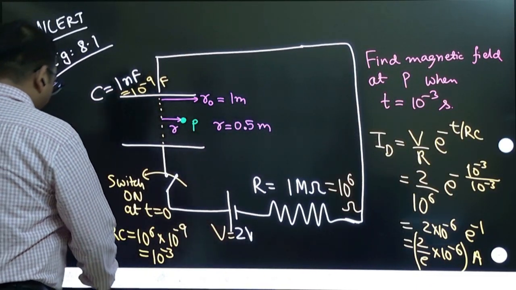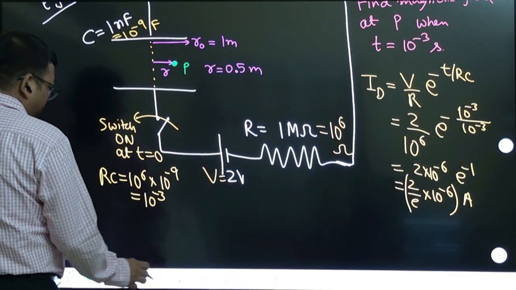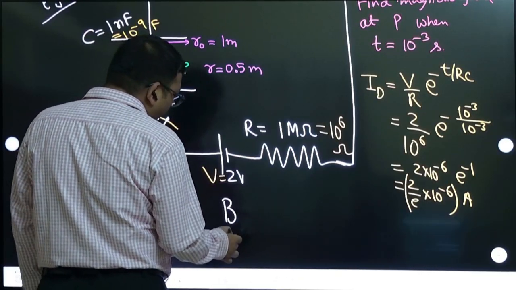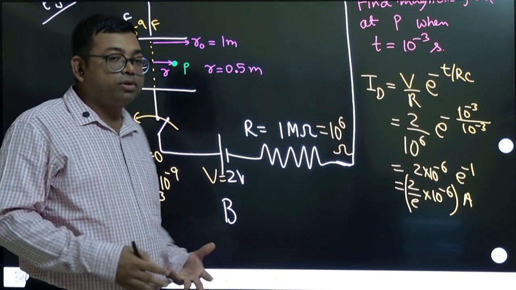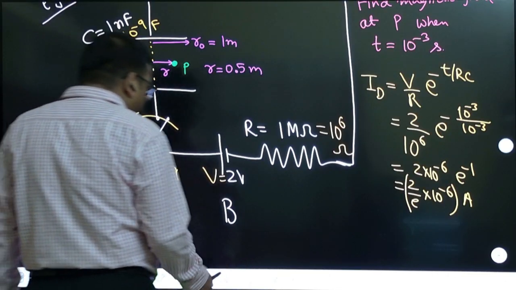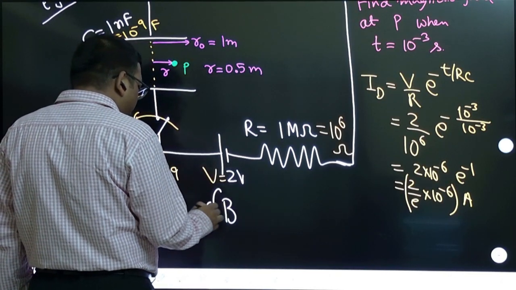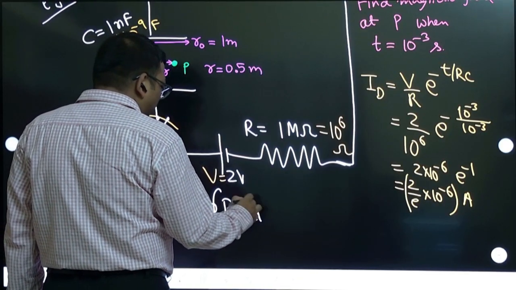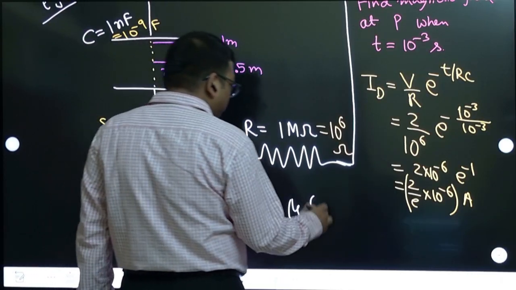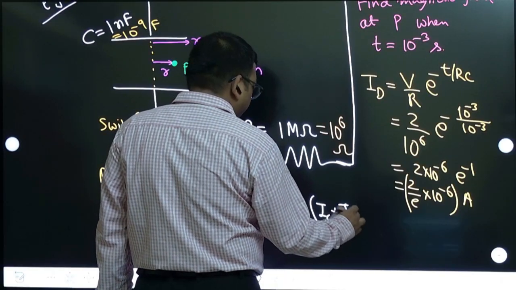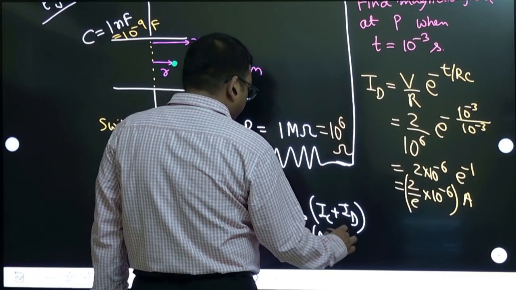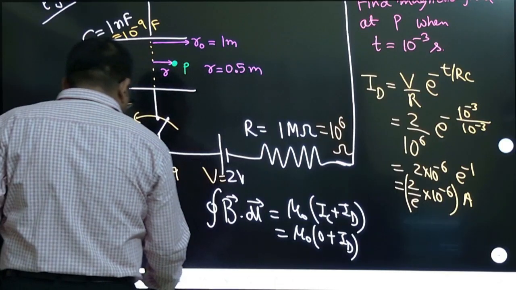Now we will use that formula. You remember, the direct formula we will use. In a board exam, if they give this question for 4 marks or 3 marks, you have to write all the steps if you want. The integral of B dot dl vector is equal to mu naught into the current inside, which is conduction plus displacement. But conduction current is not there, so this is 0, and this is the displacement current, which we already calculated.